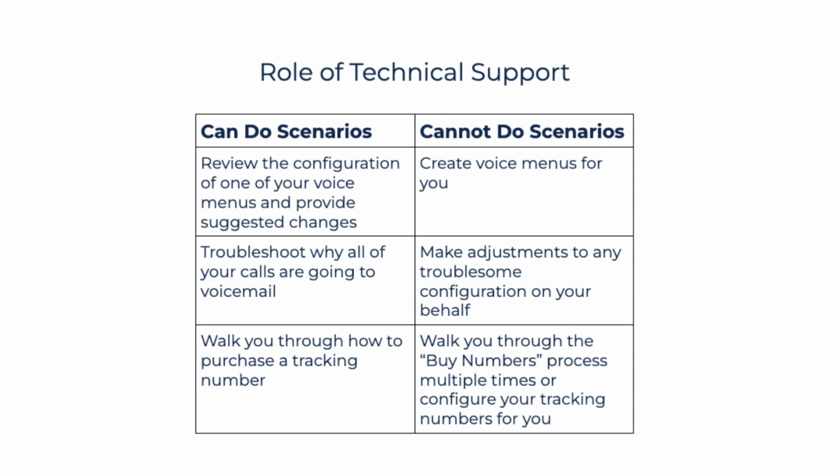Technical support can help review the configuration of one of your voice menus that isn't working as expected and provide suggested changes. However, they cannot create voice menus for you. They can troubleshoot why all of your calls are going to voicemail, but they cannot make adjustments to any troublesome configuration on your behalf. They can walk you through how to purchase a tracking number, but they cannot walk you through the buy numbers process multiple times or configure your tracking numbers for you. This is a perfect example of when our video walkthroughs and the knowledge base articles are very helpful.